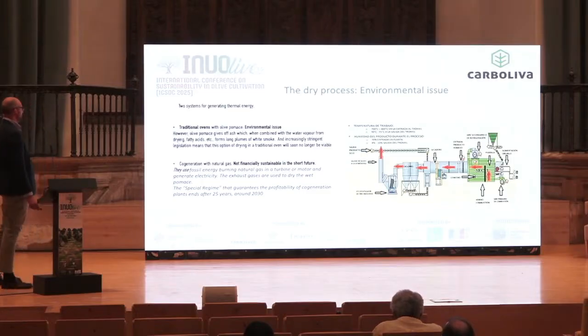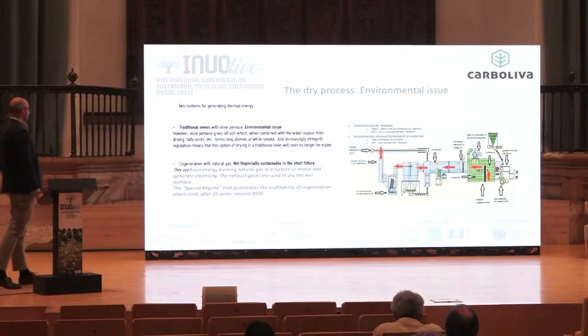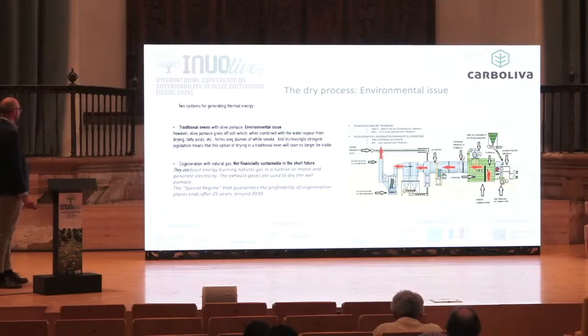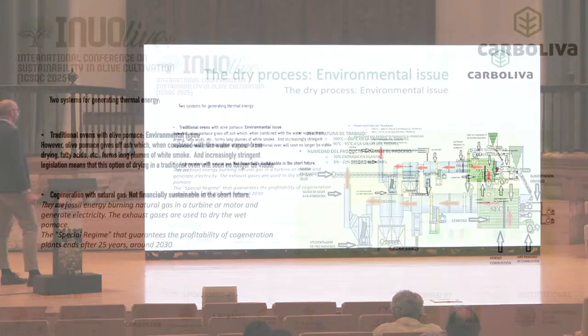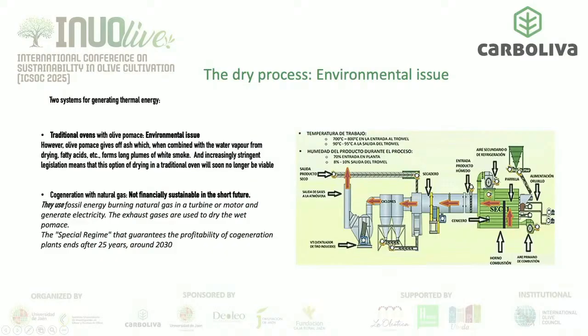Another way to do it, because the majority use the traditional way to do the drying process and the rest use cogeneration. They burn natural gas in a turbine or a motor, and they generate electricity. The exhaust gases are used to dry the wet pomace. They also have a restriction with economic sustainability, because they depend on a government subsidy with the special regime that guarantees the profitability of cogeneration. They started maybe 20 years ago, and in 2030 it will end.